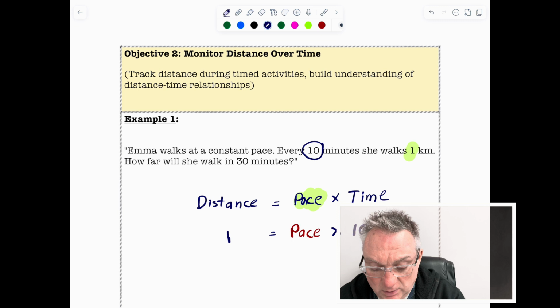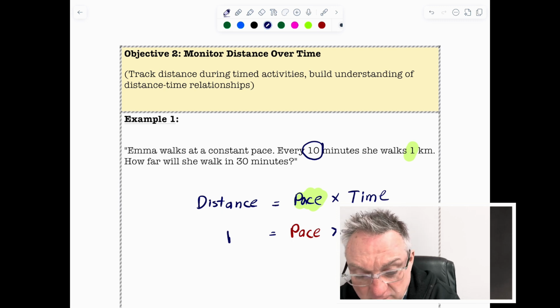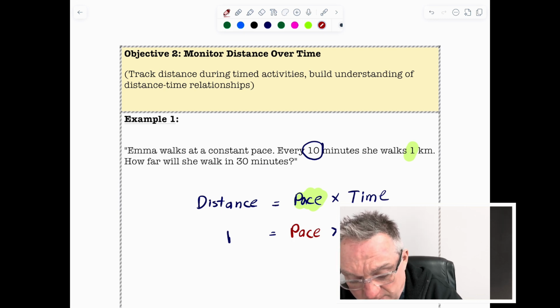And so I want to solve for pace, what her pace is. So pace is being multiplied by 10. So I'm going to do the opposite step, divide both sides by 10. That cancels out the 10 and tells me what my pace is. My pace is 1/10 or 0.1.